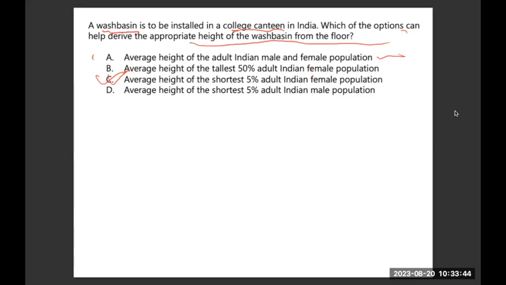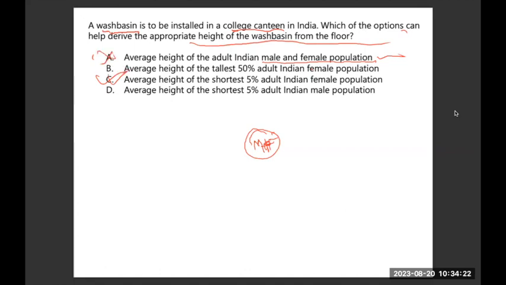So it is difficult to take the average height of both male and female. If you take the whole population of male and female together, the issue happens in the relative differences, because from the shortest to the tallest, if you find the middle figure, it won't be comfortable for the shortest female population. So A won't be possible.